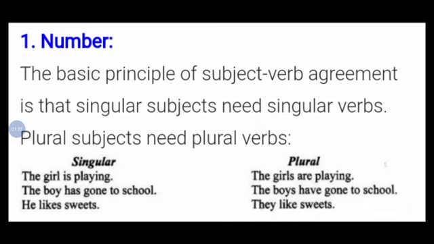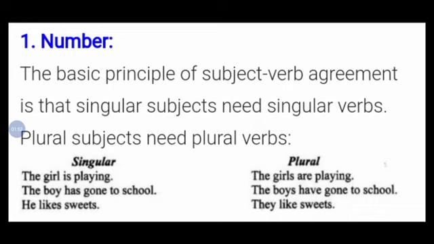Now it's plural. The girls are playing. The girls is a plural subject. That's why we need to take here the plural form of the verb. What is the plural form of is? It is are. The girls are playing.